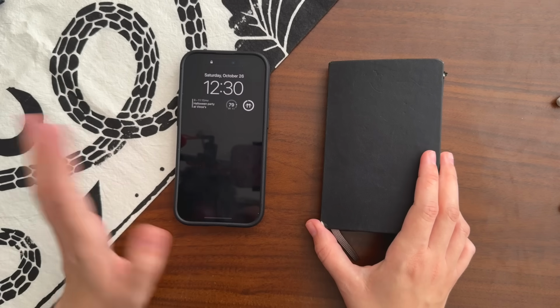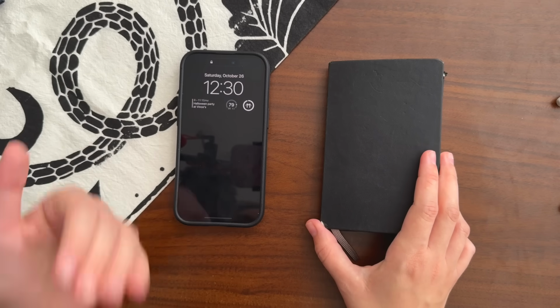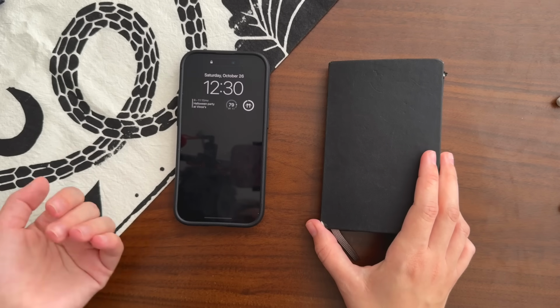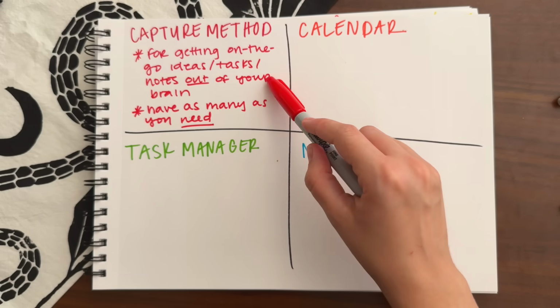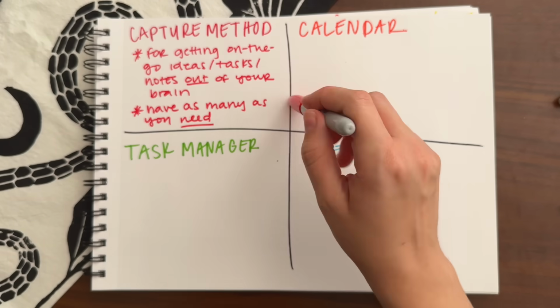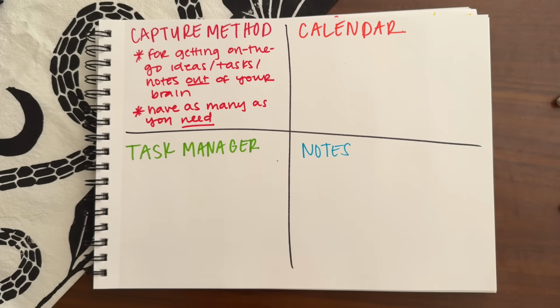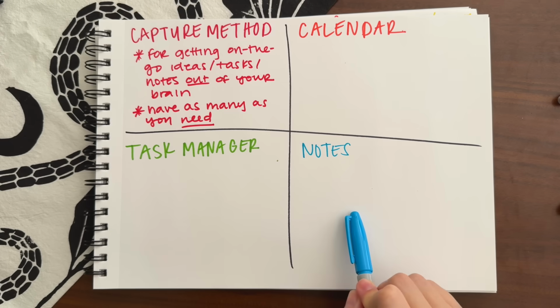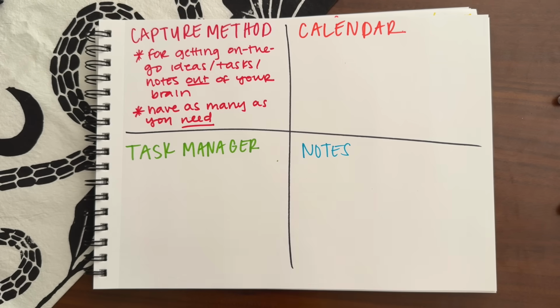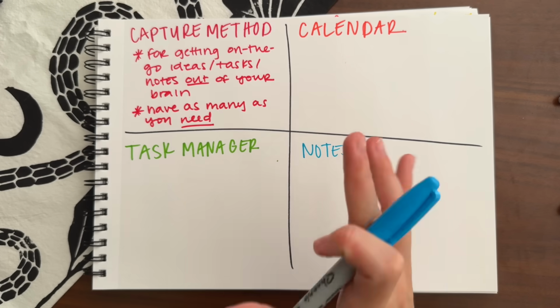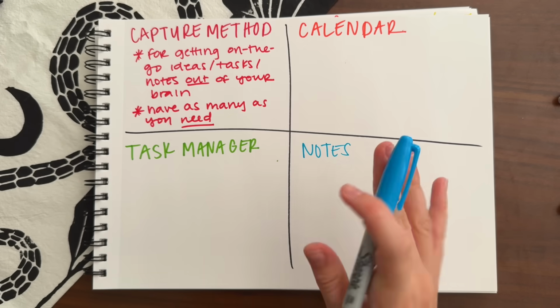1 is even better, but if you need 2 or need 3 or need 4 to get by, you can absolutely have as many as you need. This is for getting on-the-go ideas, tasks, and notes out of your brain, and you can have as many as you need, but as few as you can get by with. And I want to move on to notes next, because calendar and task manager are really similar in how you want to treat them, but the notes is a little bit different.